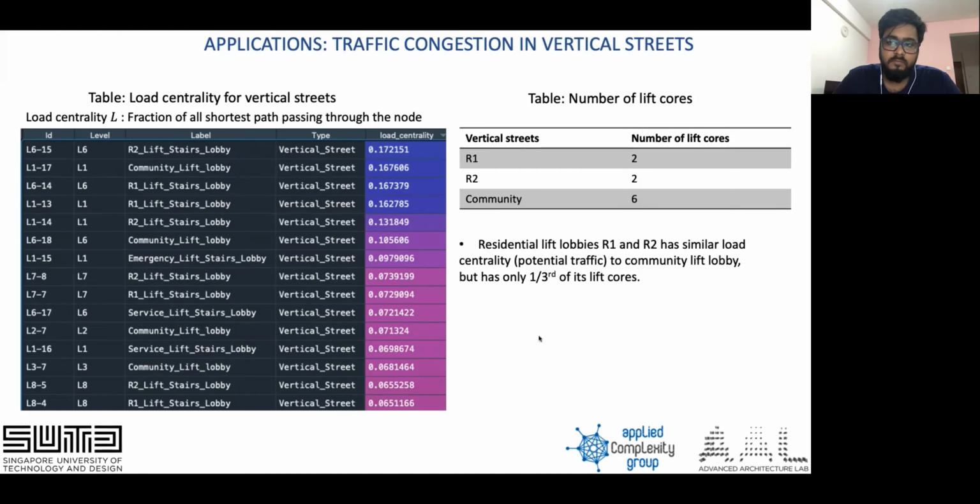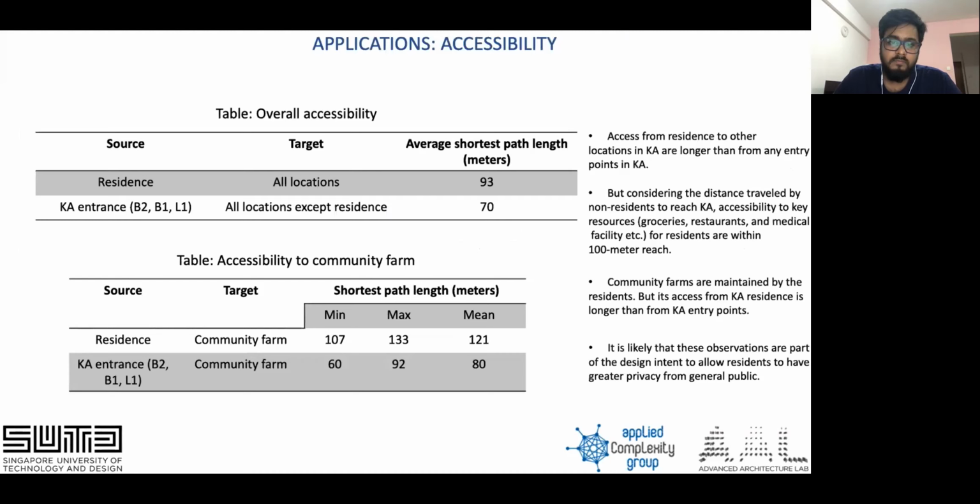So the residential lifts can potentially face more traffic than the community lift lobby. We also analyze the accessibility of residents and non-residents to all the other nodes. The access from the residence to other locations in Kampung Admiralty is on average longer than for the non-residents who start at the entry points like car park or entrance area.